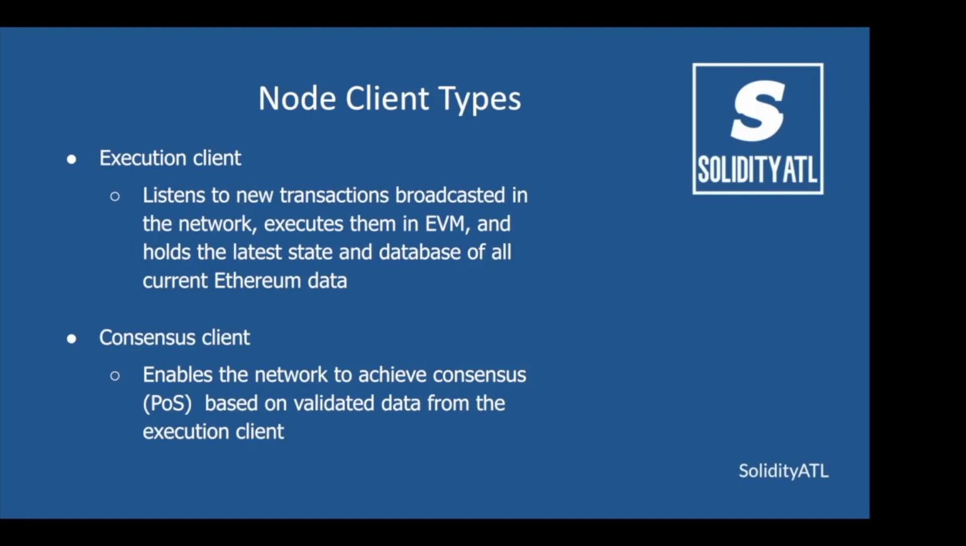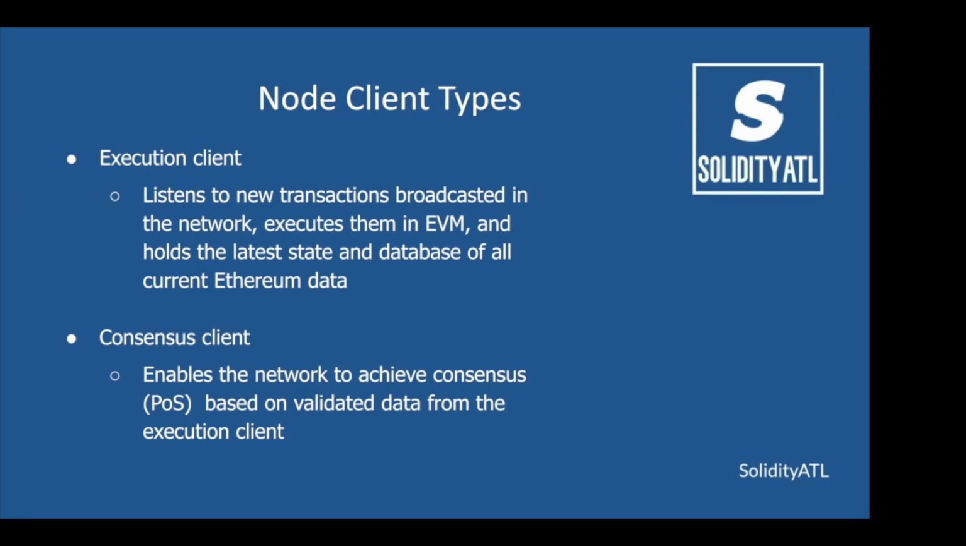The two different node client types that every node on the Ethereum protocol has to run is the execution client. This is the client that's actually running an instance of the EVM. This is what's listening to new transactions and holds state data, like account data, storage data, those types of things. The consensus client is purely focused on the proof of stake consensus algorithm on Ethereum.